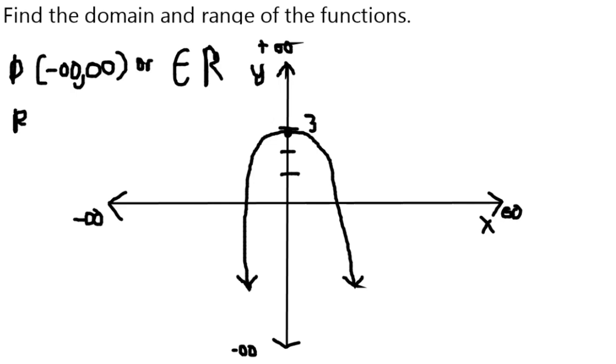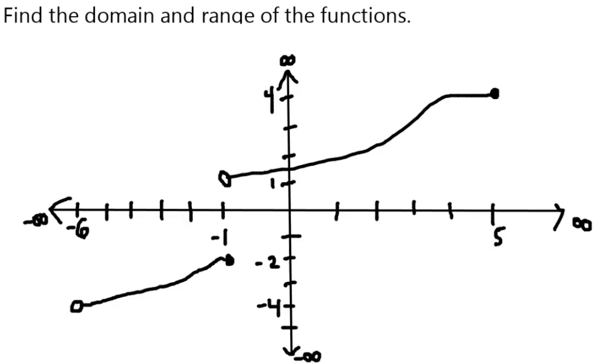Now, what about the range? How do we calculate the range? We're just going to look for -infinity to positive infinity in the y direction. So this is from -infinity to 3, and we're going to use a bracket there. Now let's go and try this one.